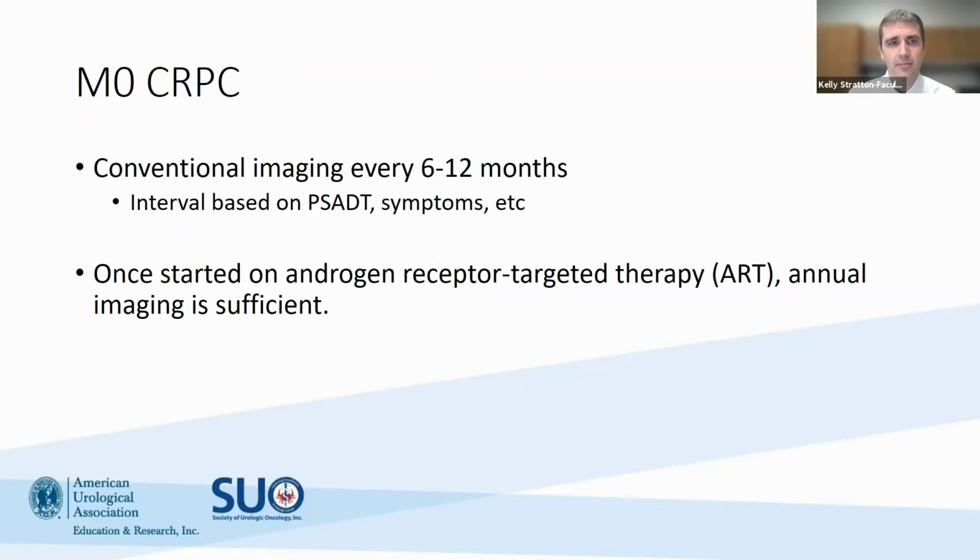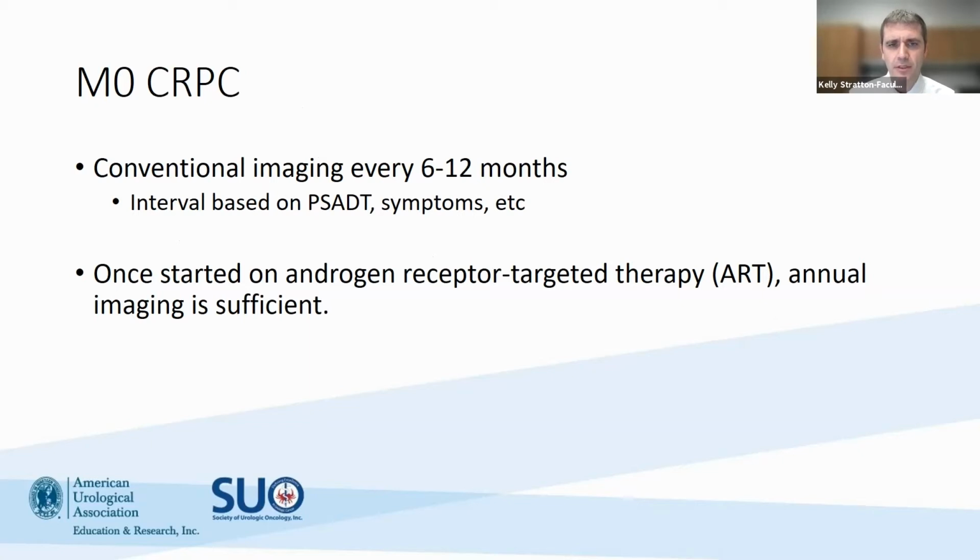In M0 CRPC, conventional imaging is often recommended every 6 to 12 months. That's based off of their PSA doubling time, the presence of symptoms, or any changes in the status of the patient. Once they're on androgen receptor targeted therapy, annual imaging should be sufficient.